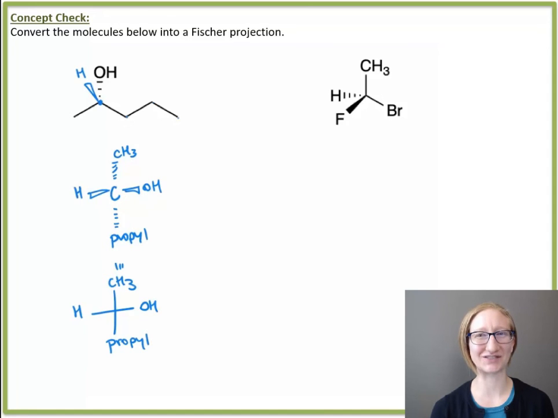Remember, there are no dashes and wedges in a true Fischer projection. The up and down positions are defined by the horizontal and vertical positions. So we just flatten out the structure into the 2-dimensional depiction on the bottom.